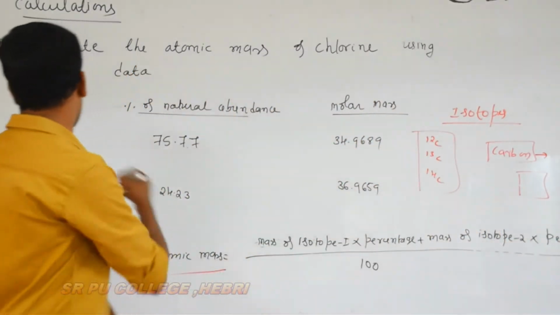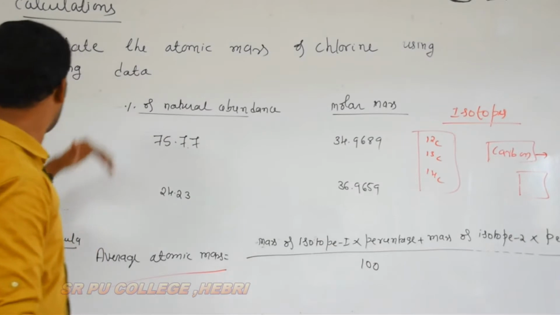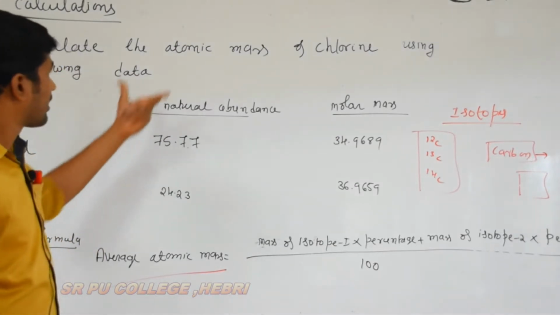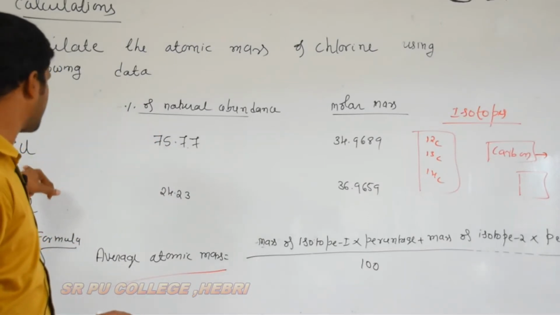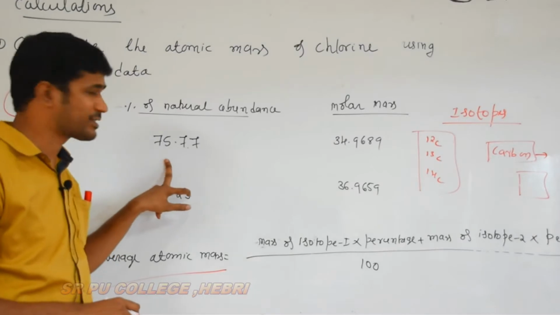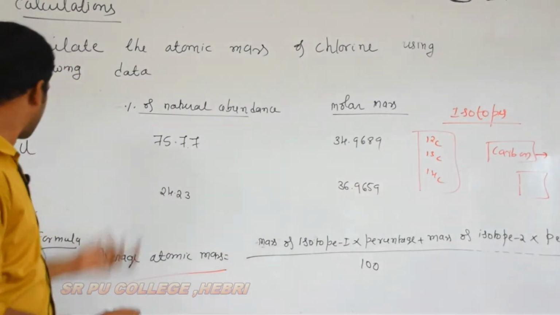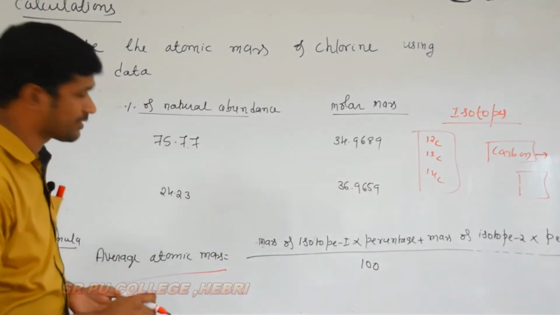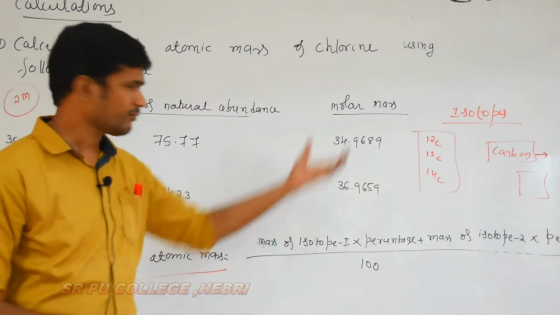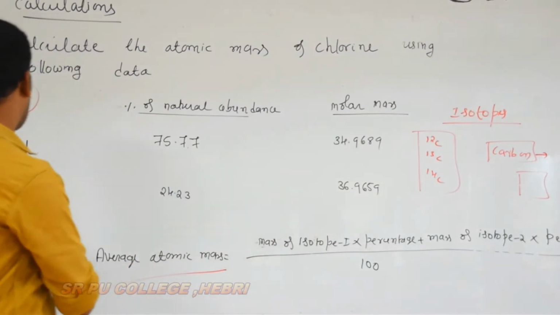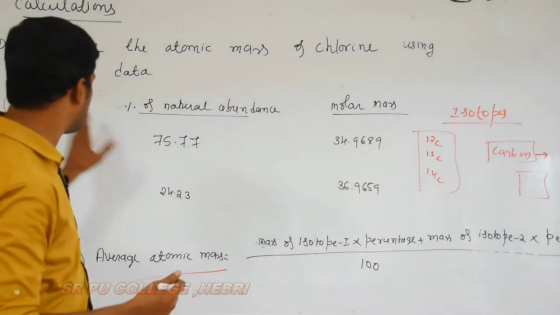The first problem is very important for 2 marks and for competitive exams also. Here the percentages of chlorine isotopes are given along with their masses. Chlorine 35 has a natural abundance of 75.77% and its molar mass is 34.9689. Next, chlorine 37 has 24.23% relative abundance and its molar mass is 36.9659. So what is the atomic mass of chlorine?